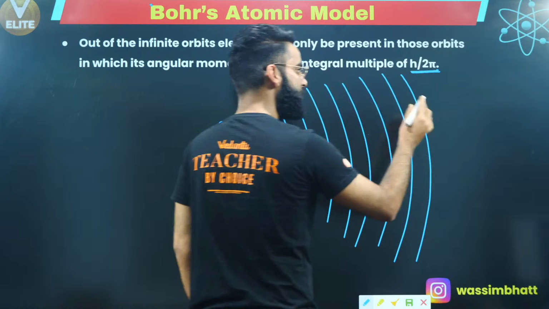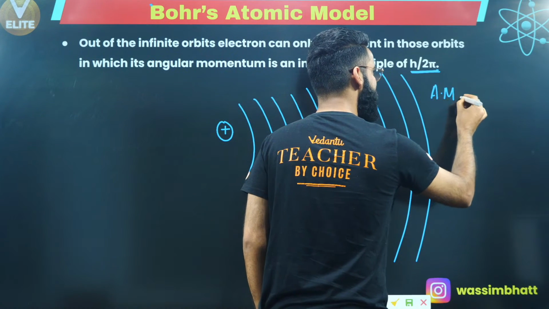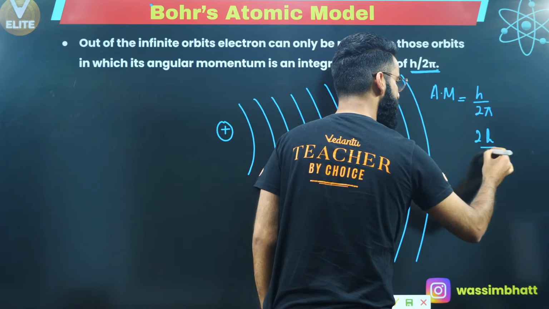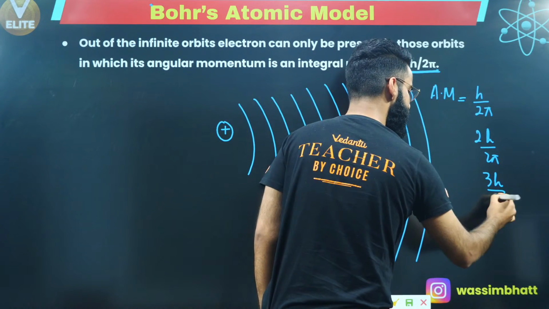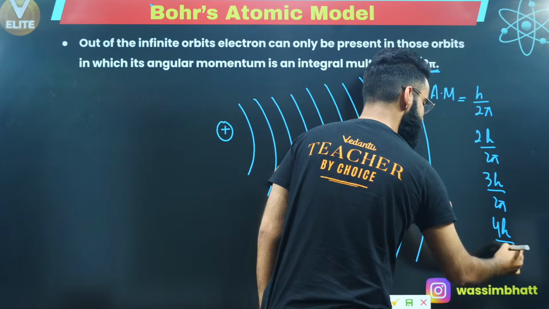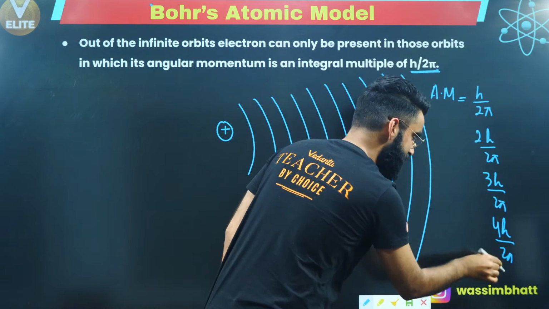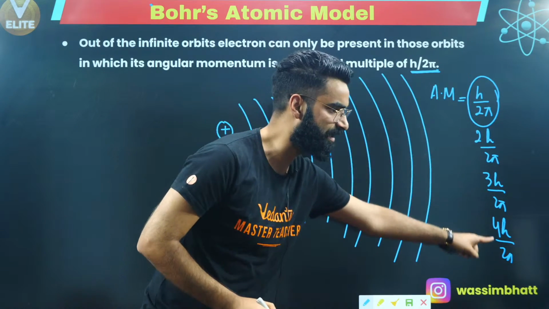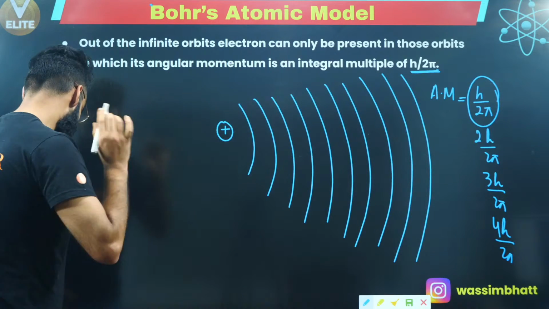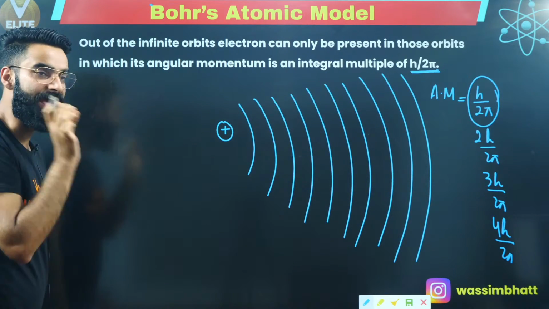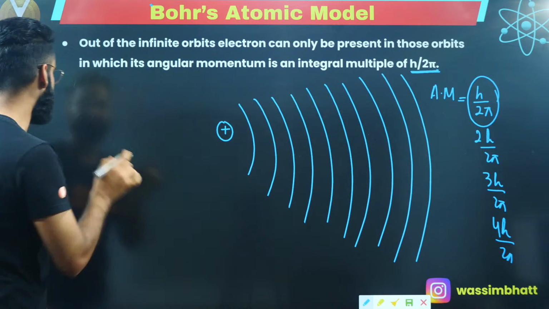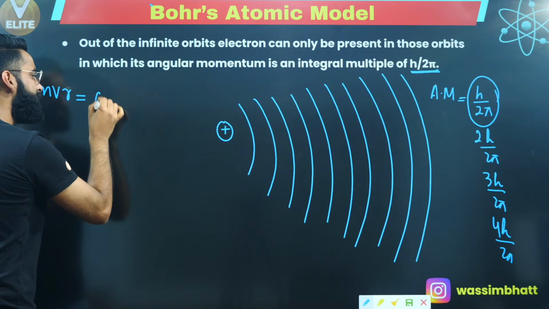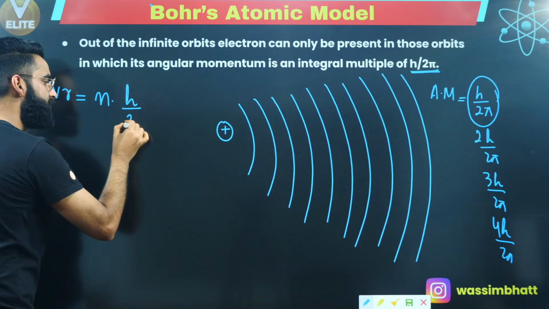Integral multiple of h upon 2 pi means angular momentum can be h upon 2 pi, it can be 2h upon 2 pi, it can be 3h upon 2 pi, it can be 4h upon 2 pi. These are something which I call integral multiples of h upon 2 pi. Or in general, I can say, as per Bohr, you can find an electron in only those orbits in which the angular momentum represented by mvr is the integral multiple of h upon 2 pi.